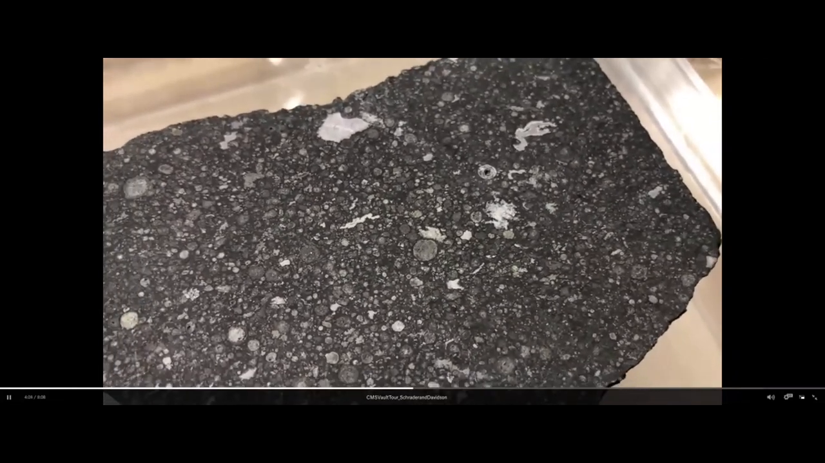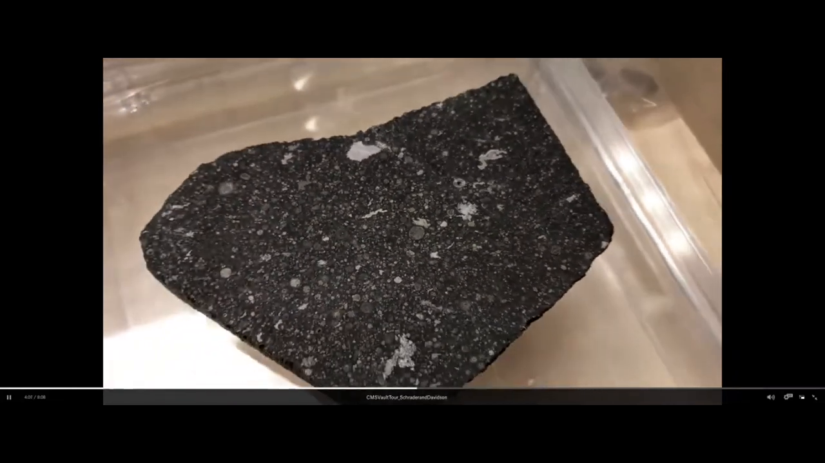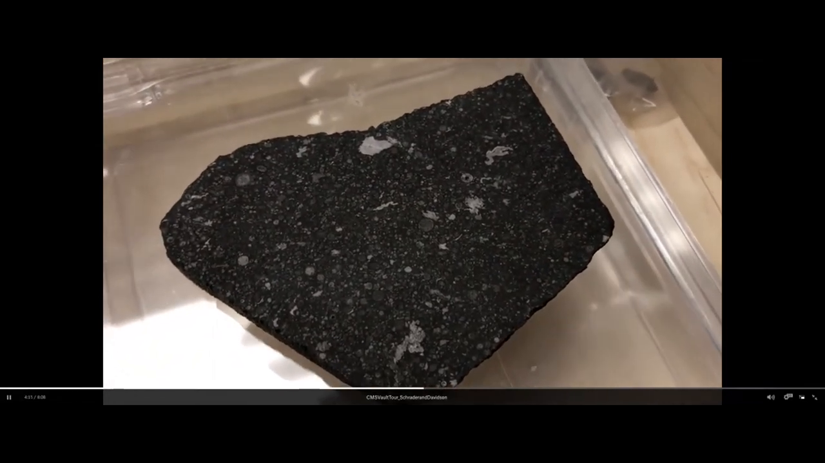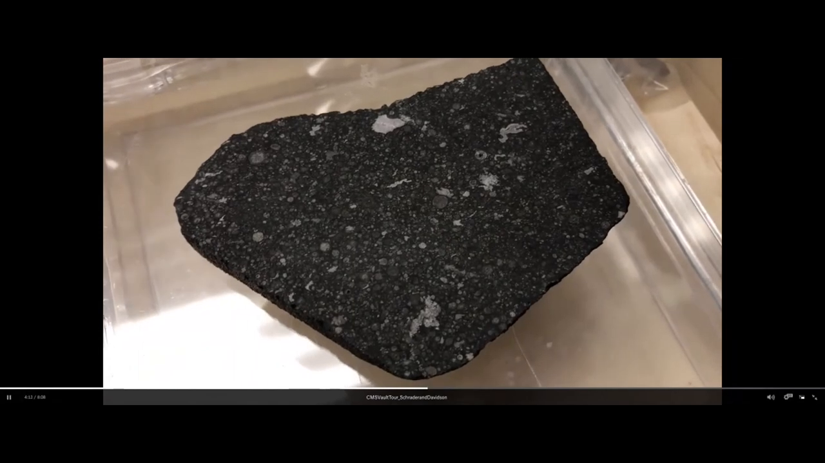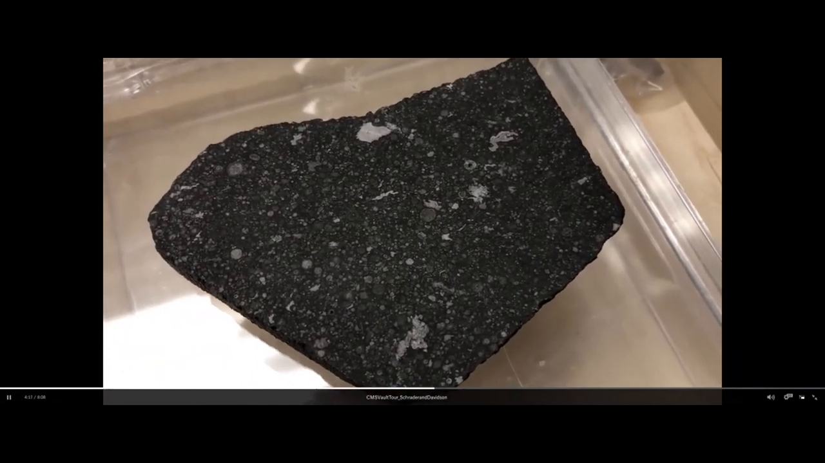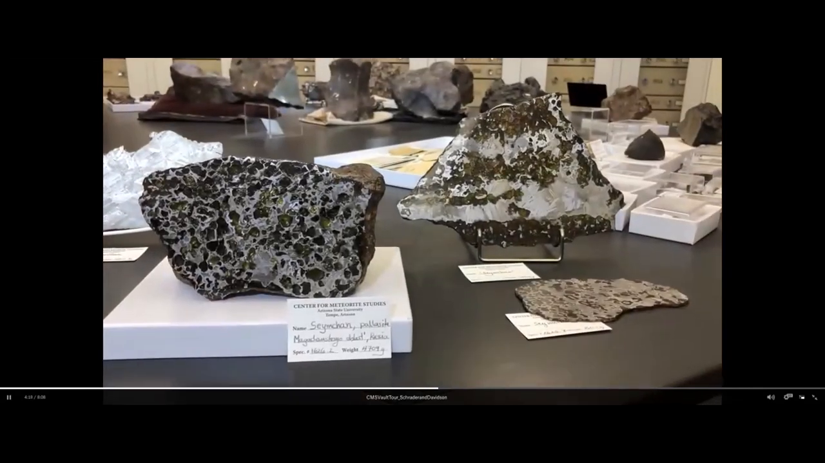Sometimes there's organic material preserved, so not life, but organic molecules. And there's also objects called pre-solar grains, which are little dust grains that formed around other stars before our solar system existed. So next we have stony iron meteorites.